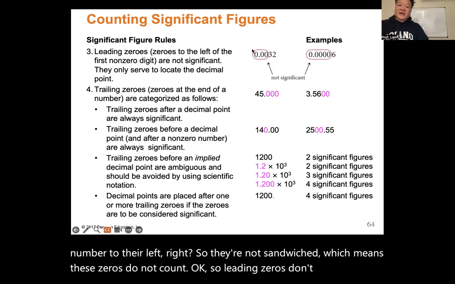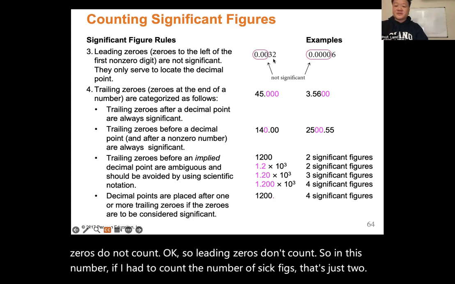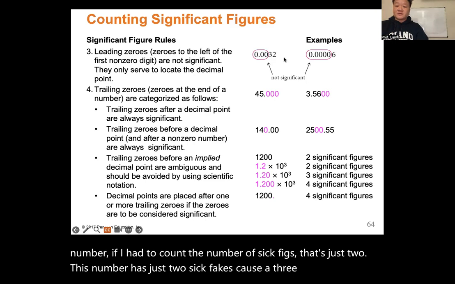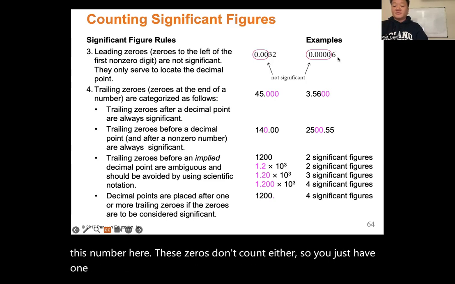So in this number, if I had to count the number of sig figs, that's just 2. This number has just 2 sig figs because the 3 and the 2 count, right? In this number here, these zeros don't count either. So you just have one sig fig in this number.